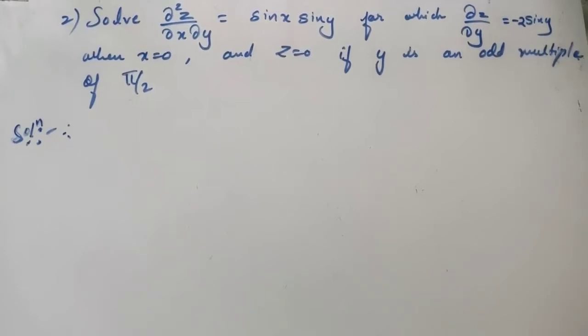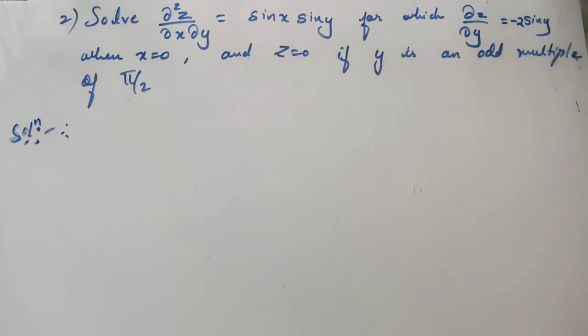Students, now let's continue with one more problem. Solve ∂²z/∂x∂y = sin x sin y, for which ∂z/∂y = -2 sin y when x = 0, and z = 0 if y is an odd multiple of π/2. Let's see how to solve this by direct integration. It's once again a non-homogeneous PDE.